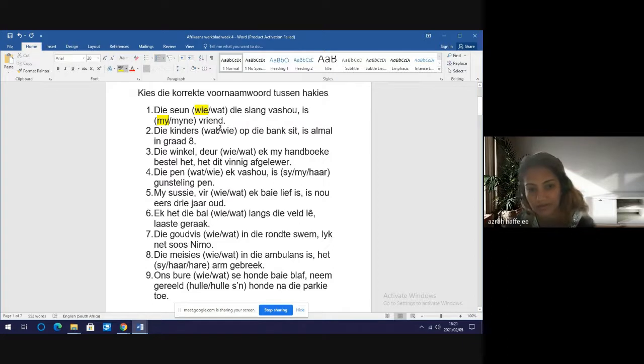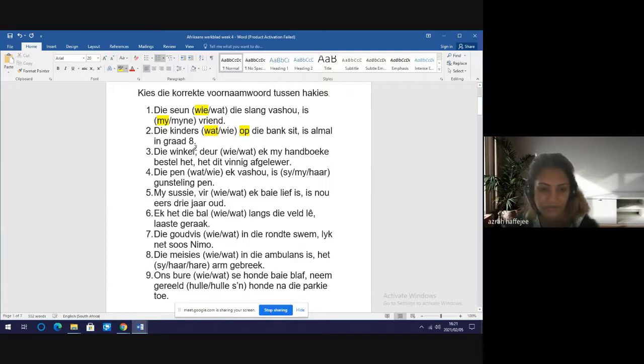If we're looking at number 2, die kinders wat of wie op die bank sit is almal in graad 8. So the children what or who sit on the bank are all in grade 8. Now, because we are referring to a type of object like the bank, die bank, we will say wat op die bank sit. So wat generally goes with the word op. That can be like a clue that wat and op must go together in the future.